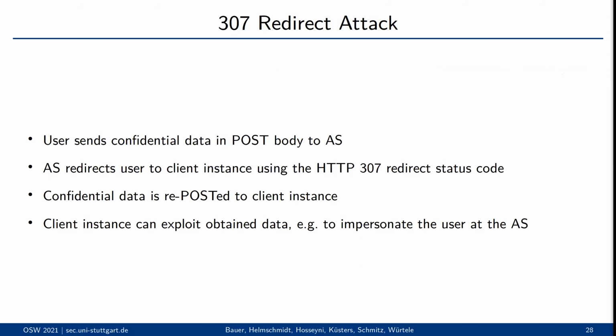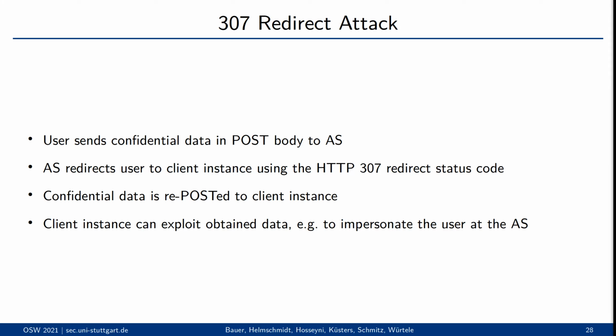And the 307 redirect attack is a bit simpler. Here, the user sends confidential data in a post body to the authorization server. The authorization server then redirects the user to the client instance using the HTTP 307 redirect status code.